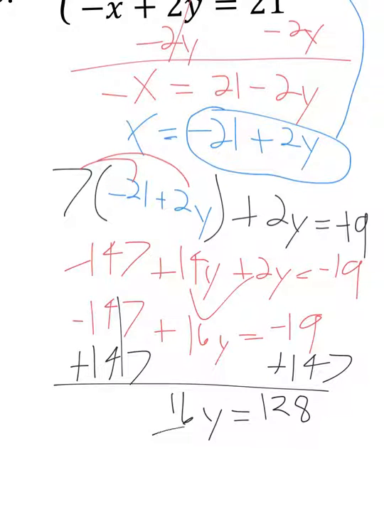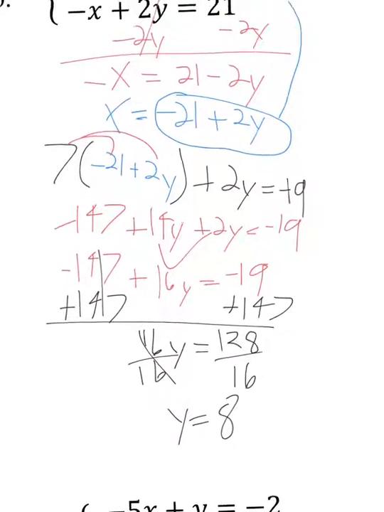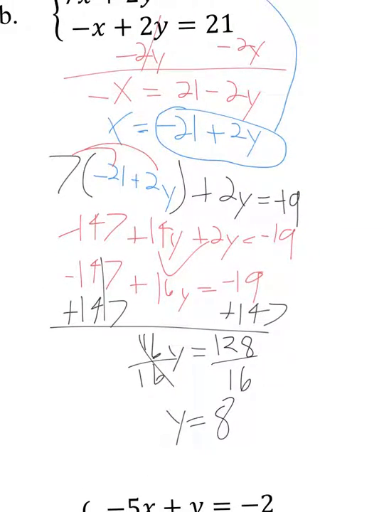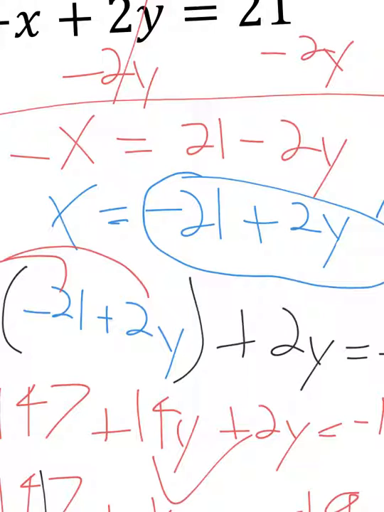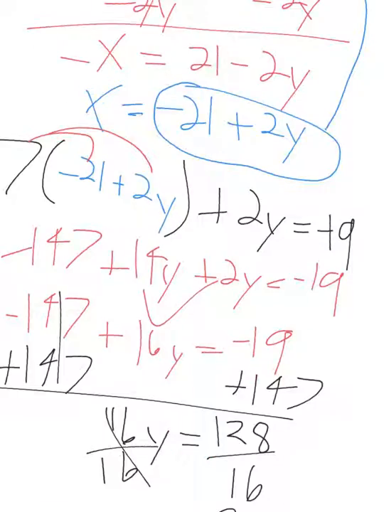And then 128 divided by 16 gets you 8. And so remember, we just solved for the y variable. So go back and plug it in, and let's figure out what the x variable is. See how we wrote x equals negative 21 plus 2y? I could even plug it in there. If I do that, I get right to the x answer. If I plug it in one of these other ones, it might be a little hairy.